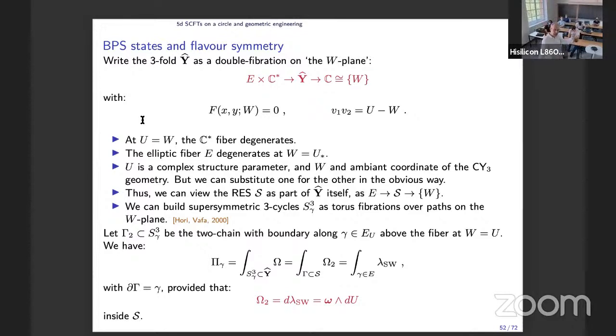So there is just an extra direction. In other words, the picture is that you have a threefold, which is the W plane, there is the T2 fiber over it, and there is an extra C star fiber. And that in the total space is a threefold. Time is basically up.